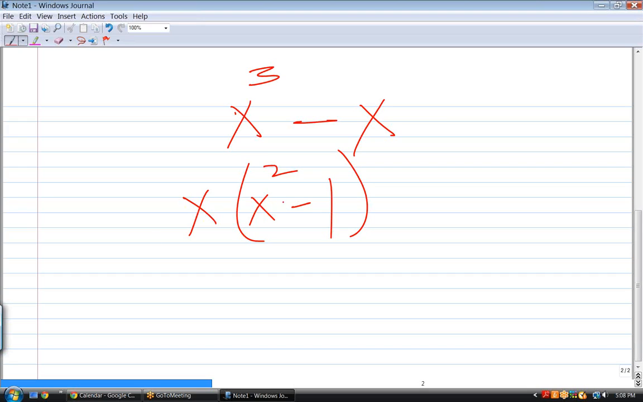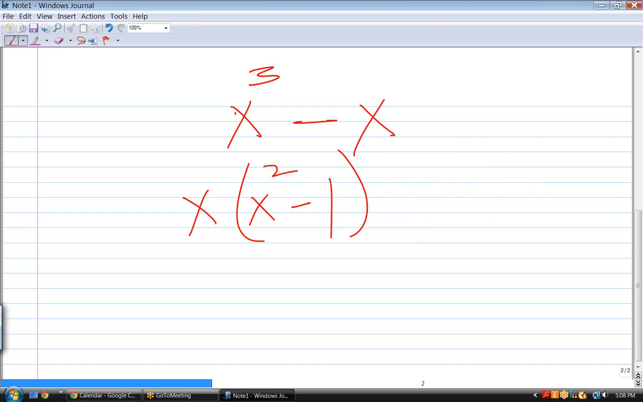Okay? In other words, if I multiply this back together again, I multiply that times that, which is x cubed, and I multiply x times minus 1, which is minus x. That is what I started with. And that's the key on these factorings. Remember, factoring is just doing something in reverse.